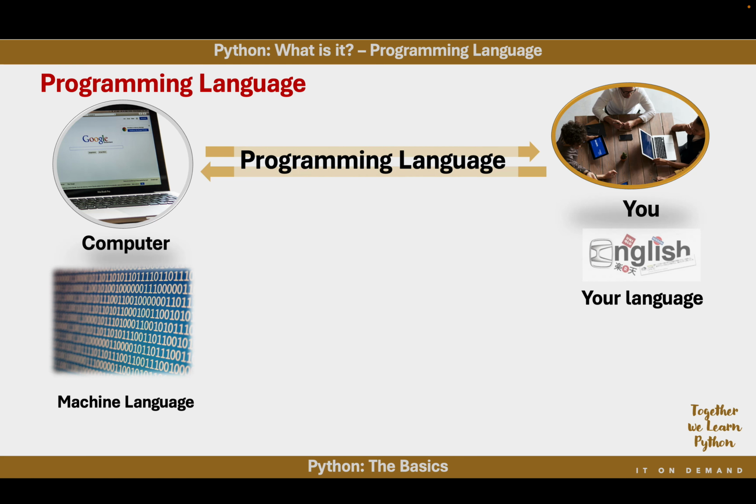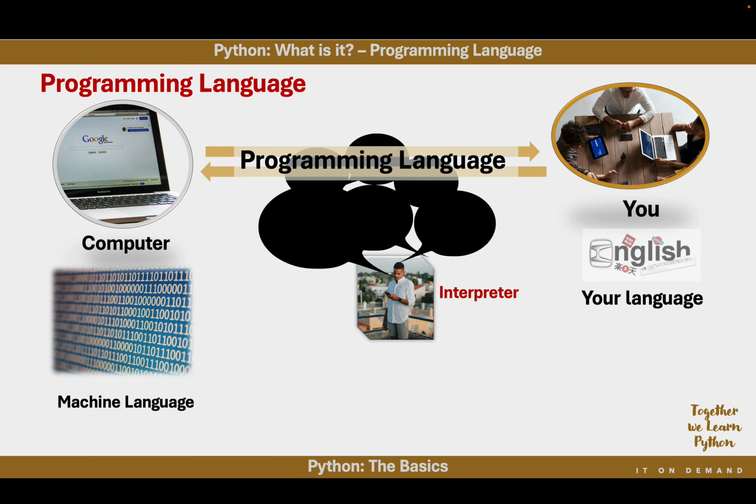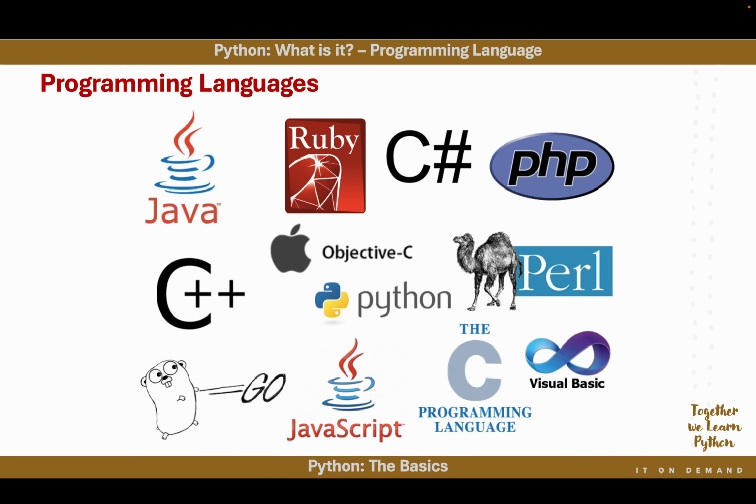This is where the programming language comes in to form that bridge between you as the person and the machine language. And then you talk about this interpreter that we earlier mentioned. There are lots of these programming languages. You think of Java, C#, Python, C++, JavaScript. So there are many of them, and you can't learn everything. I'll tell you that. You cannot learn everything.